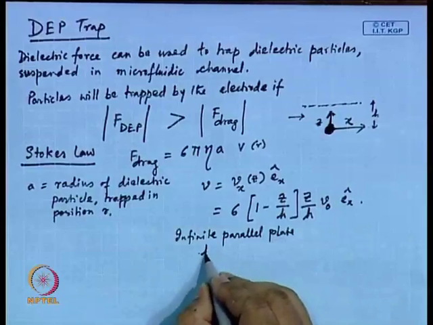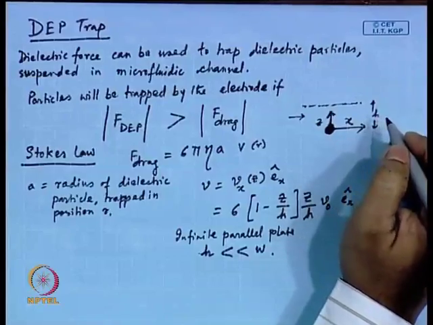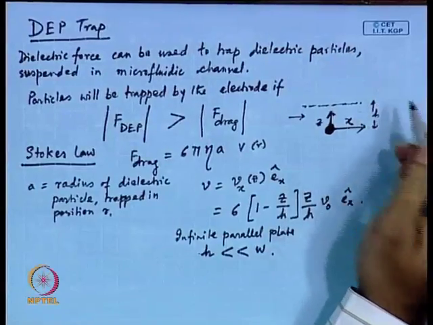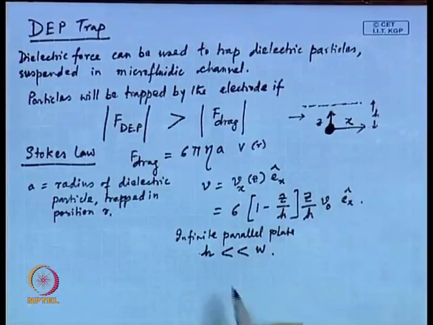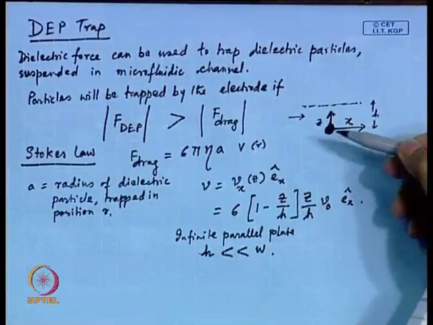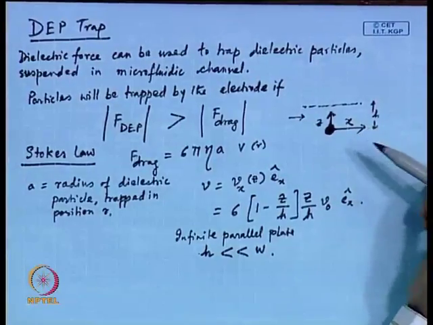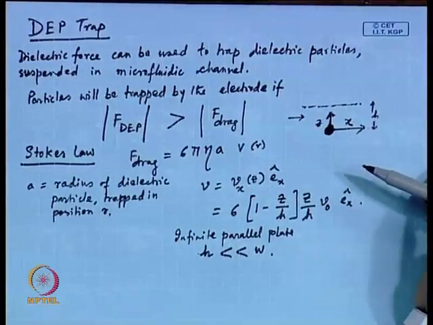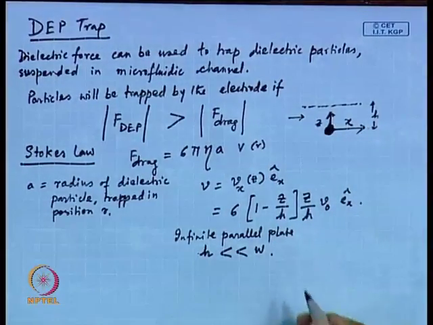That means h is much less than w. Infinite, this term itself is relative. That means, if this w is 1 centimeter and if this h is 1 micrometer, then probably you can still consider that to be infinite. As long as this aperture is much smaller than the width perpendicular to the paper, as long as this h is much smaller than w, you can assume that these plates are infinite parallel plate, and of course, you need to have the velocity field fully developed in this direction.